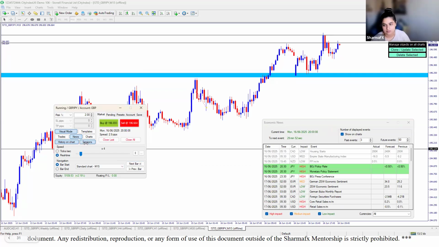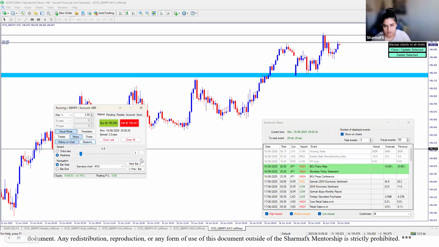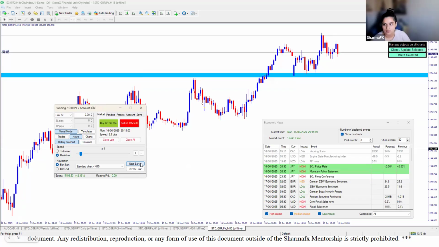Now, this is Asian session. I should also mention that. This is currently Asian session with BOJ interest rates. So that's where you're going to see a lot more consolidation. You're going to see a lot more slower movements. That's what Asian session is known for.